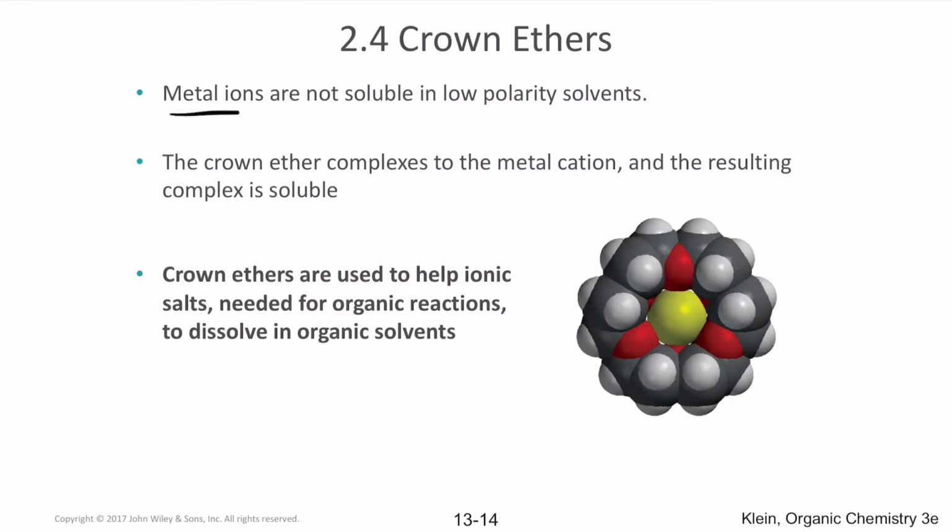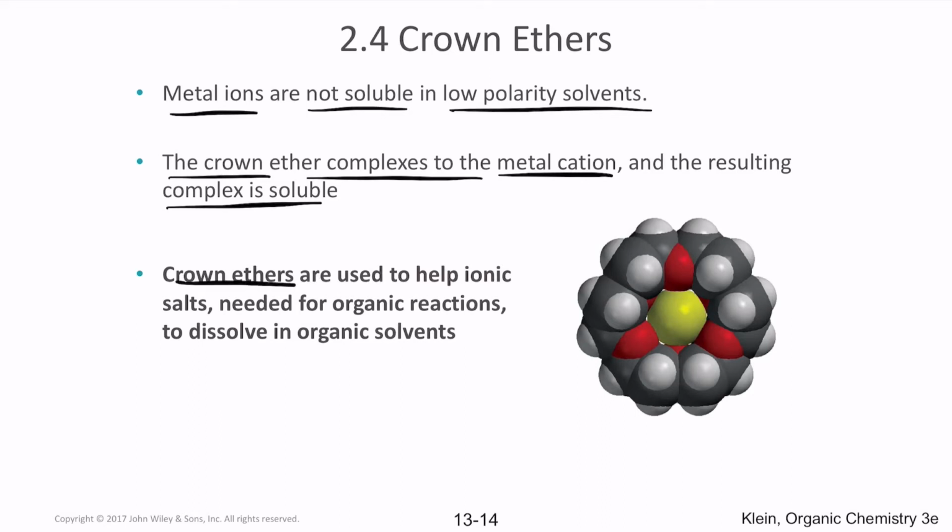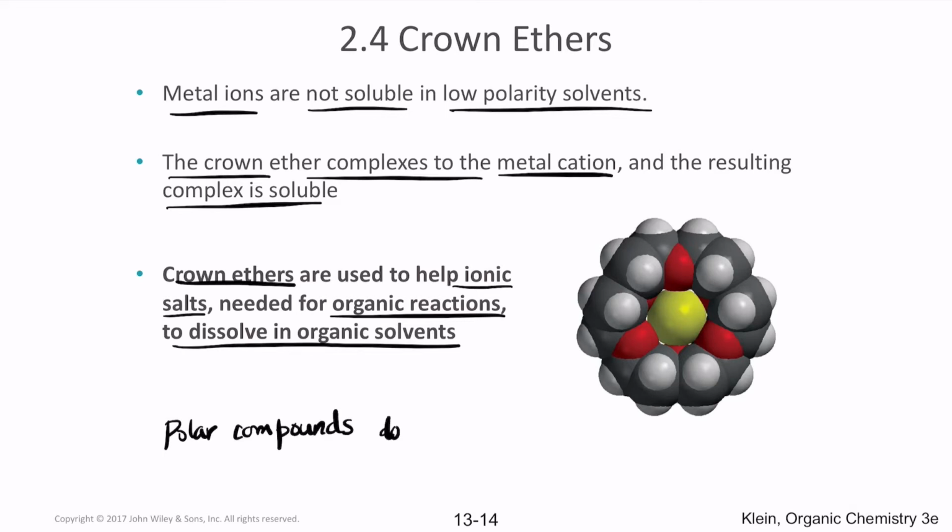Metal ions in general are not soluble in low polarity solvents. The crown ether complexes to the metal cation, and the resulting complex is going to be soluble. So crown ethers in general are used to help ionic salts needed for organic reactions dissolve in organic solvents. The reason is that polar compounds do not dissolve in non-polar compounds.